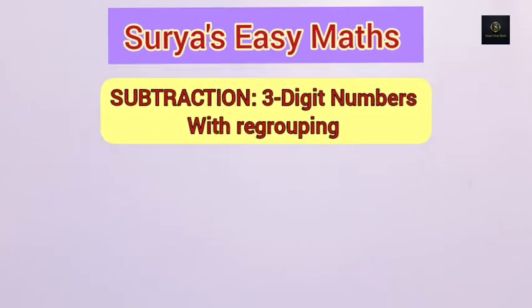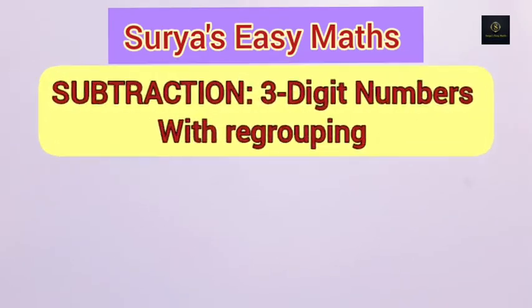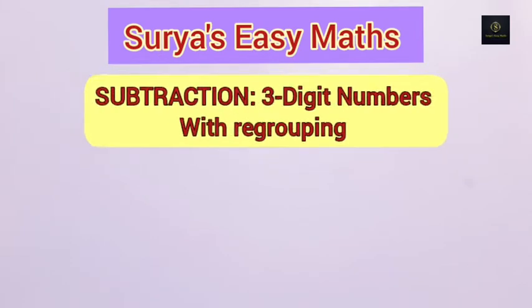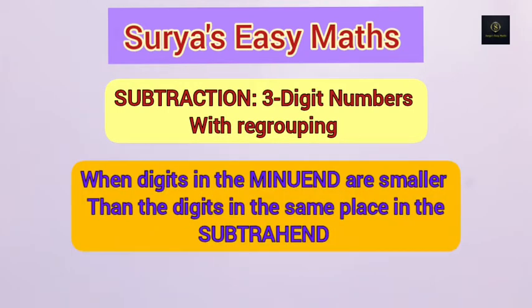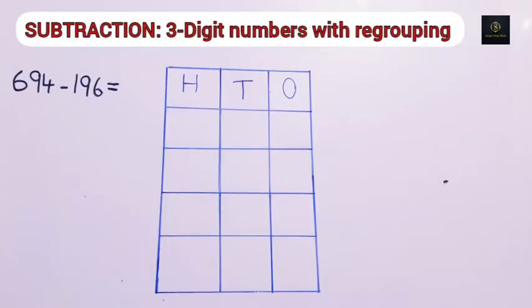Today, we are going to learn how to do subtraction of 3-digit numbers with regrouping. Children, when do we do regrouping in subtraction? Yes, when digits in the minuend are smaller than the digits in the same place in the subtrahend. Now, let us start with our first example.